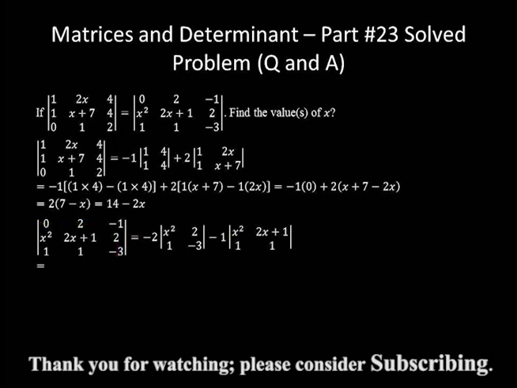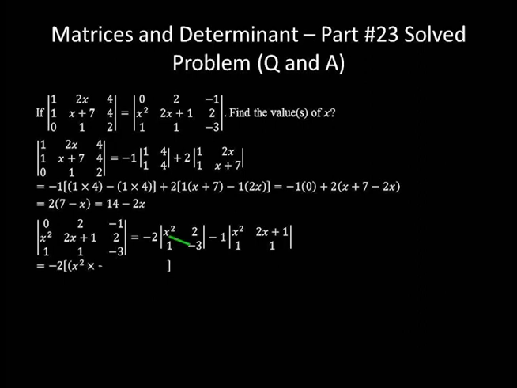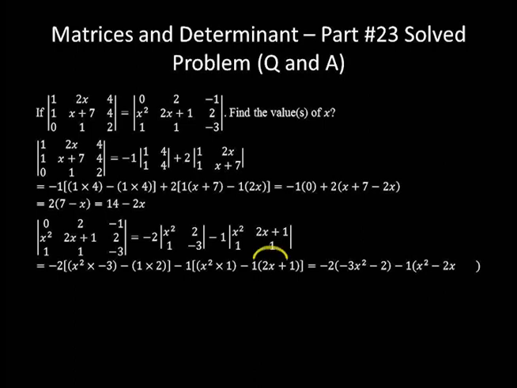This is equal to negative 2 times (x squared times negative 3 minus 1 times 2) minus 1 times (x squared times 1 minus 1 times (2x plus 1)), which is equal to negative 2 times (x squared times negative 3 is negative 3x squared, minus 1 times 2 is 2), minus 1 times (x squared times 1 is x squared. Negative 1 times 2x is minus 2x. Negative 1 times 1 is minus 1), which is equal to negative 2 times negative 3x squared is 6x squared.